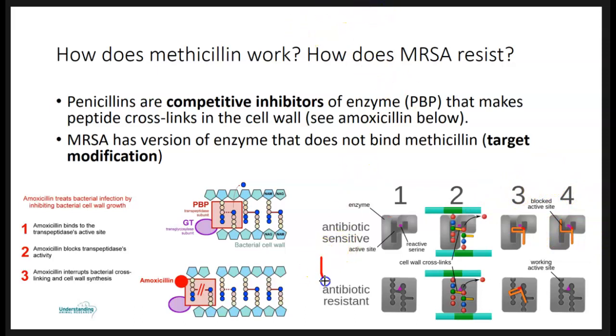However, antibiotic resistant or methicillin resistant Staph aureus have a different chemical shape of that active site. That happens because of an amino acid change within that protein enzyme. So that amino acid mutation allows that enzyme to still catalyze the chemical crosslink, but the antibiotic itself no longer fits into the active site. And so even though the enzyme is still able to carry out its job in the cell, the antibiotic is no longer able to block it.